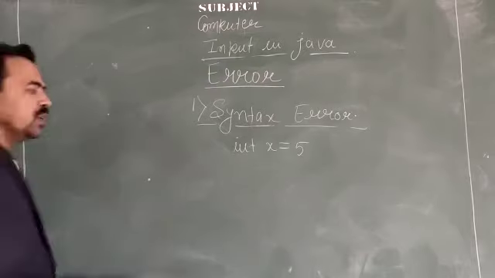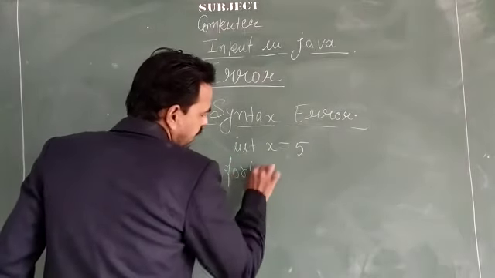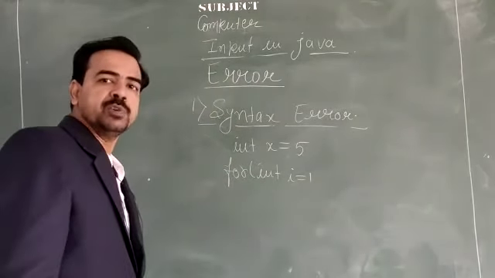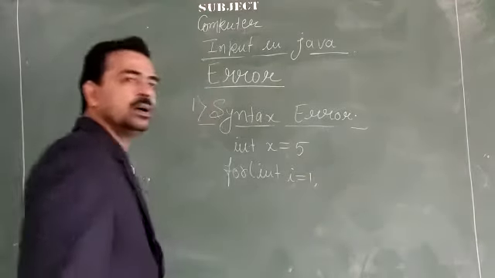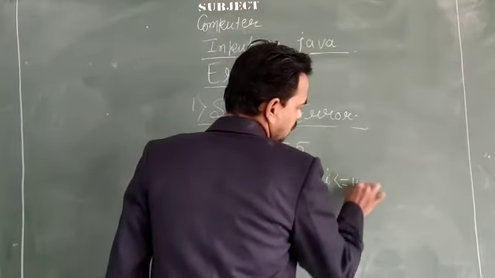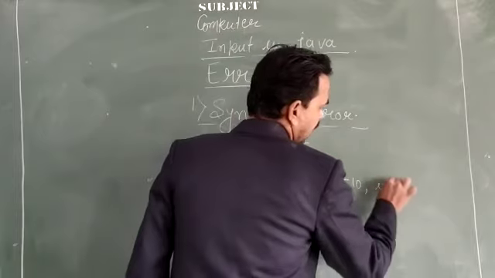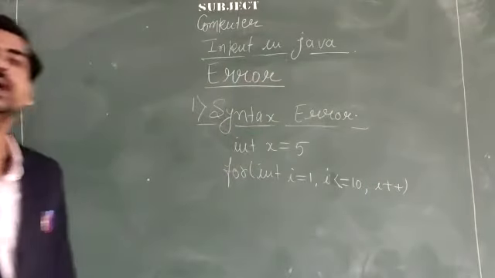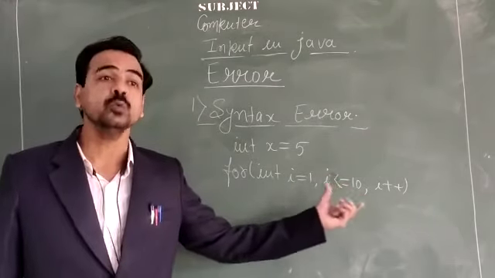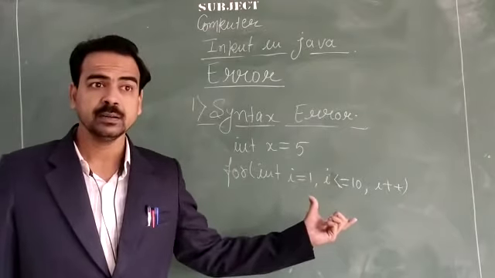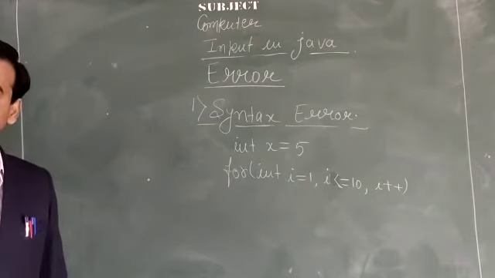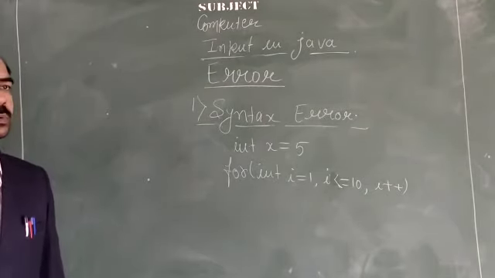Okay. Now, one more example. We have applied a loop: for (int i = 1, i <= 10, i++). Here also we have to put the semicolon, but in place of the semicolon we have put a comma. So this is another example of syntax error. We have not followed the rules. Is that clear? Got it? Any confusion? No.